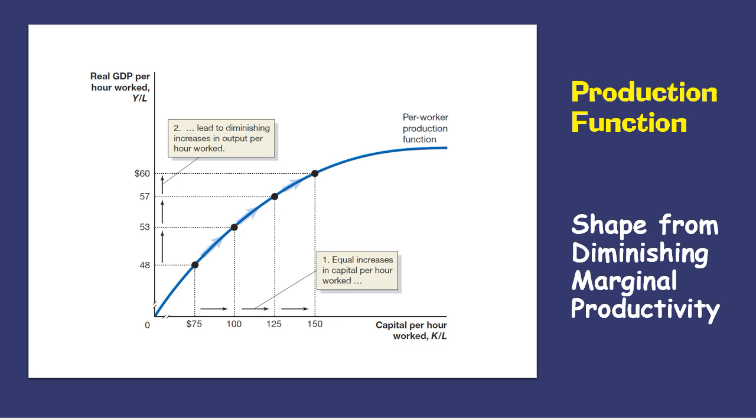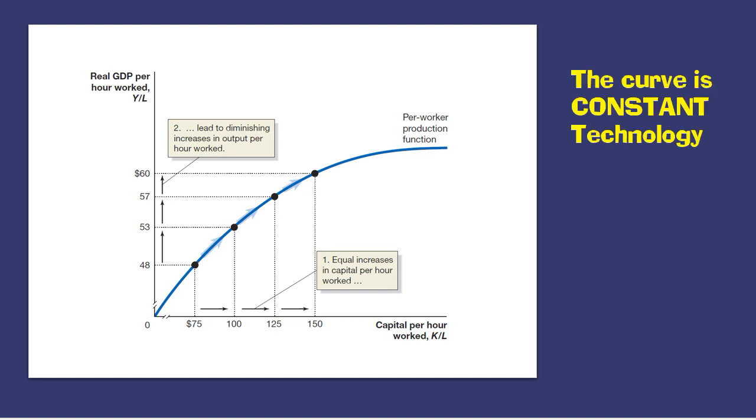Okay? Remember that the shape of this is because we have diminishing marginal productivity. As we add more capital to our existing stock of labor, the value of adding that capital increases at a decreasing rate. Okay. This curve, here's cool thing number 1. On this curve, technology is constant. If I want to improve the position of the curve, what do I need to do? I need to improve my technology, don't I? That's what I need to do.